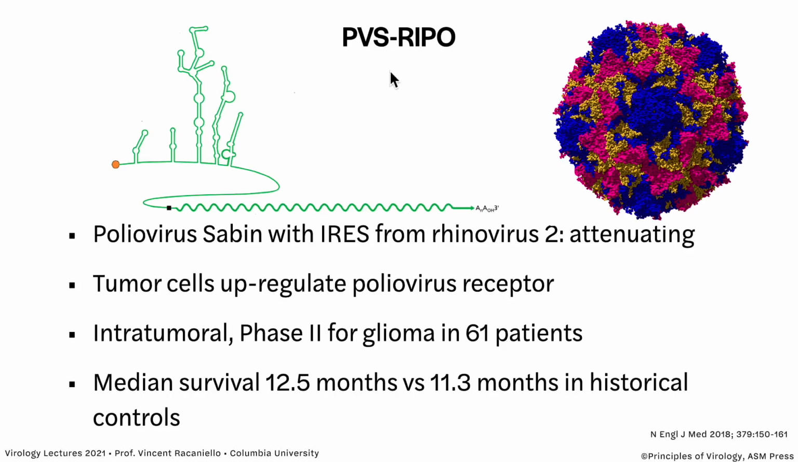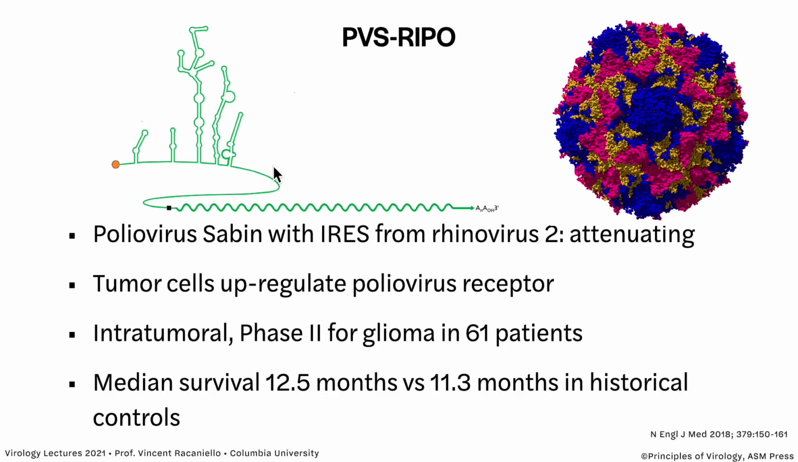Even poliovirus has gotten into the act. This is a drug called polio Sabin Repo. It is the vaccine strain of poliovirus, Sabin, with the internal ribosomal entry site from rhinovirus 2, and this makes it attenuated. It turns out that many tumor cells upregulate the polio receptor, so this will somewhat preferentially target them. It's been in phase 2 for glioma in 61 patients, with a month of extended survival. So this needs more work, but it's an interesting approach.